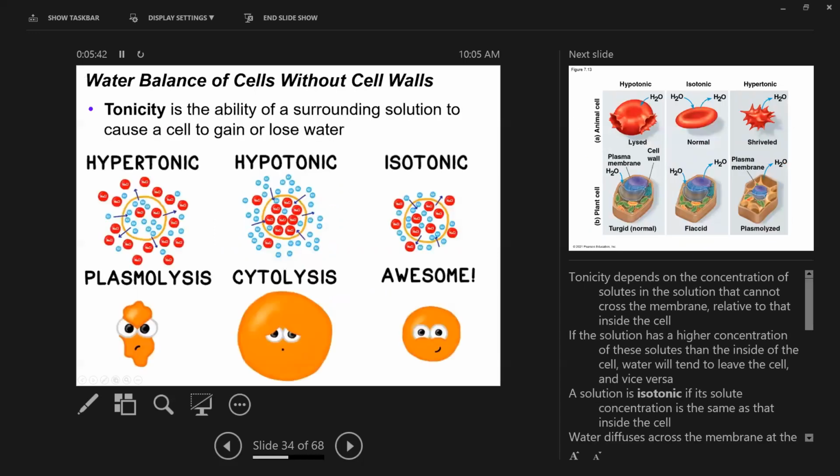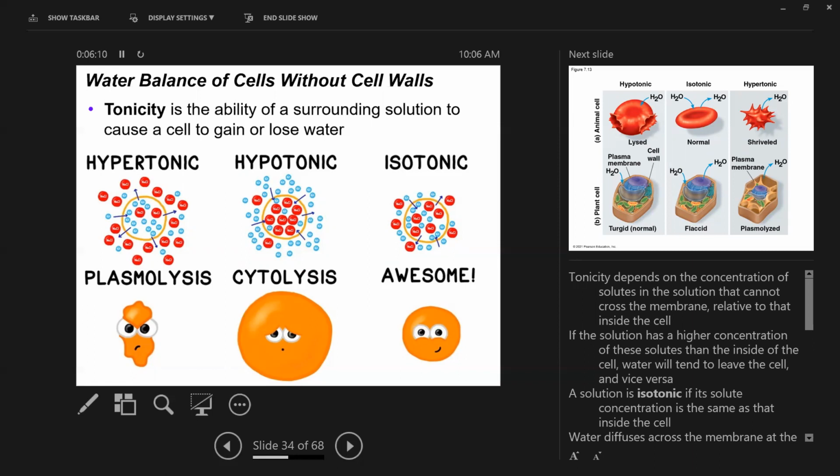And then we have tonicity. Tonicity is the ability of the surrounding solution to cause a cell to gain or lose water. We looked at this in lab. So in a hypertonic solution, you put a cell in a hypertonic solution, water is going to move out of the cell because the water is in higher concentration inside the cell, and it's going to move outside the cell to where there's more of the solute.